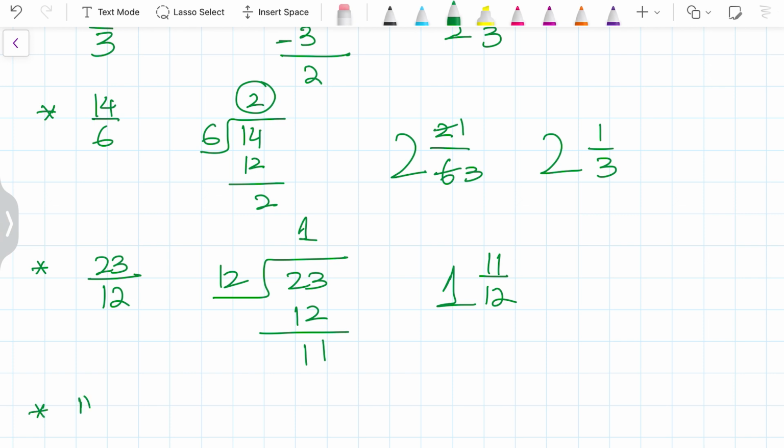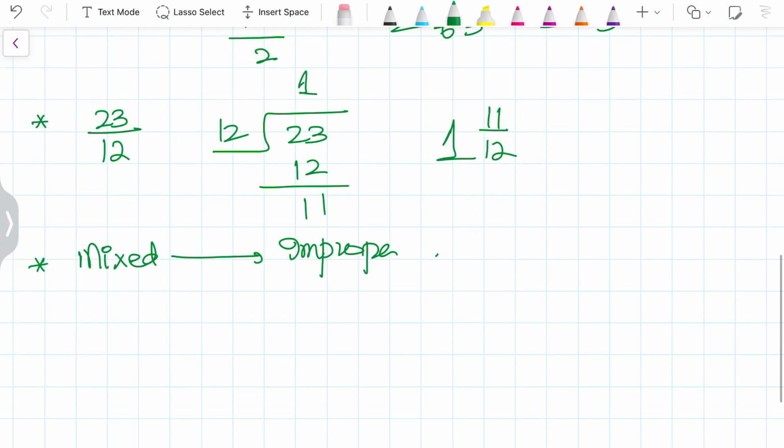Now, how do we go from mixed to improper? So for example, if we have 3 whole 2 upon 3, how do I change it into an improper fraction? When you go this way, you multiply and then you add 2 to it. So 3 into 3 is 9, plus 2 is 11, 11 upon 3.